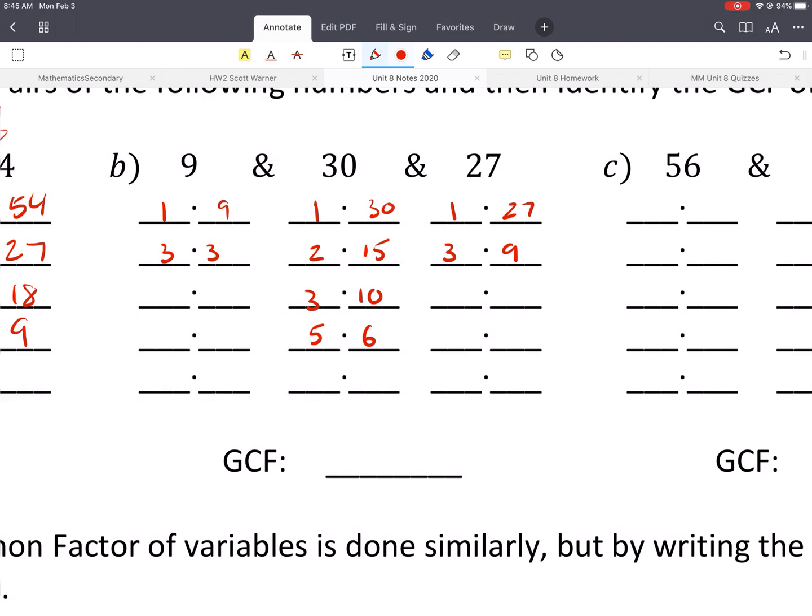So then we're just going to look for the greatest common factor for all 3. So 9 is in the first and the last term, but it's not in the middle term. 3 is in all 3 terms, so that would be the greatest common factor.